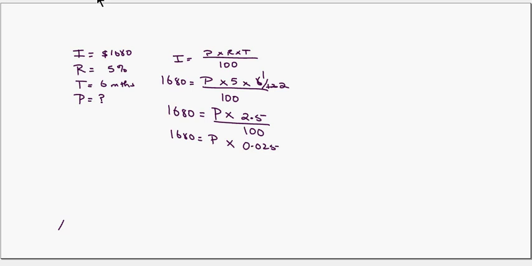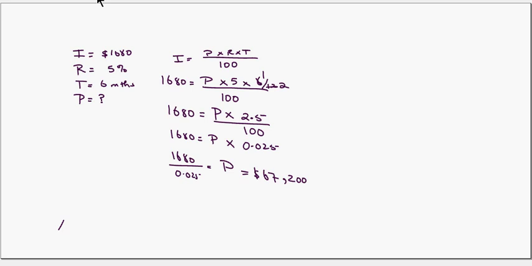Then we know how to solve this. To get P, we divide this side by 0.025 to eliminate it, and we also have to divide the other side by 0.025. It's a normal, simple equation solving. If we divide both sides by it, we get what P is. So your principal is 1680 over 0.025, which works out to 67,200 if you put it in your calculator.